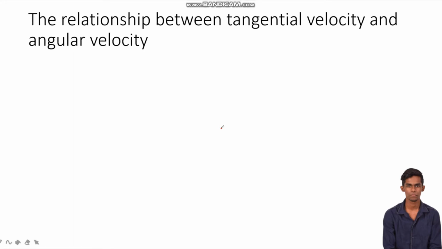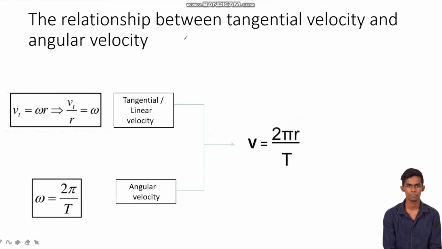Next, how to find the period of the satellite to do one revolution? First, we need to find the relationship between tangential velocity and angular velocity. Tangential or linear velocity v equals omega r. We need to express omega, so we will get omega equals v over r. In angular velocity, we know that omega equals 2 pi over T.